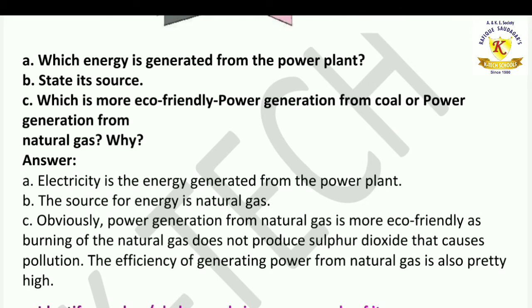Electricity is the energy generated from the power plant, right? Now the source. Answer B. The source of energy is natural gas. And answer C. Obviously, power generation from natural gas is more eco-friendly as burning of natural gas does not produce sulfur dioxide that causes pollution. The efficiency of generating power from natural gas is also pretty high. Okay?